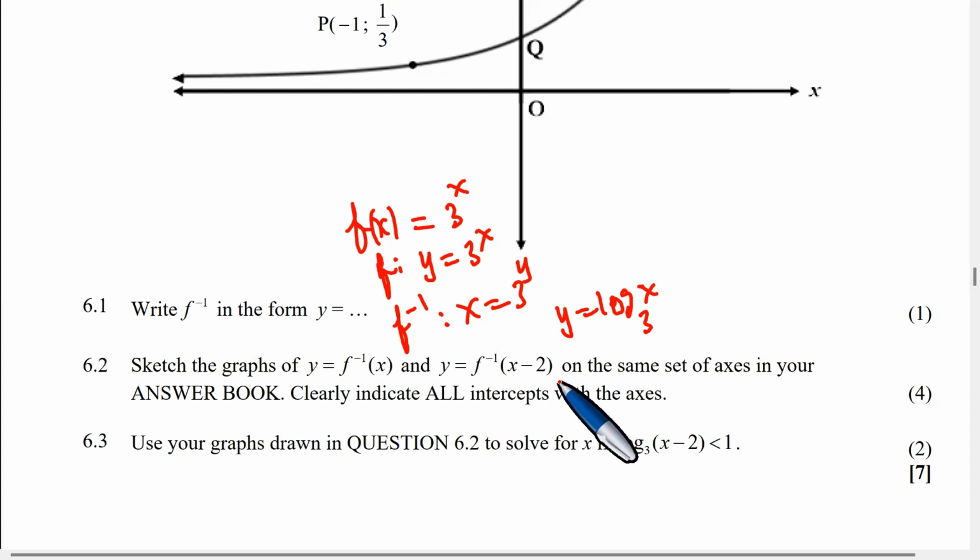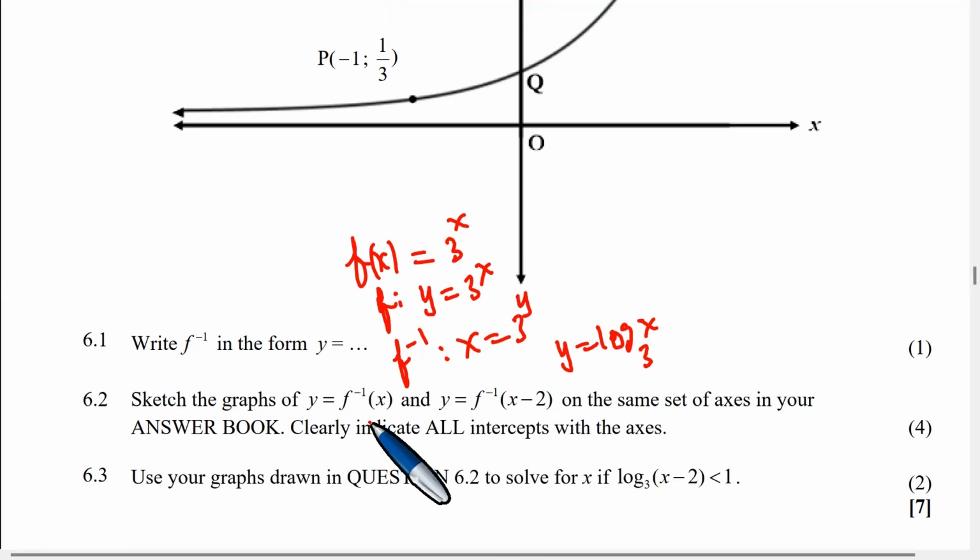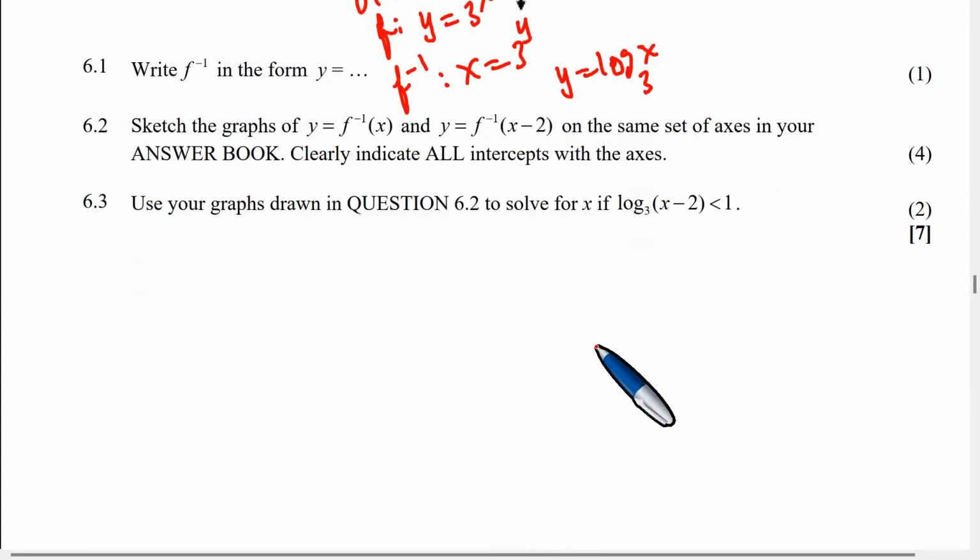Sketch the graphs of y equals f inverse and y equals f inverse of x minus 2 on the same set of axes in your answer book. Clearly indicate all intercepts with the axes. Let's sketch the graphs. But you must sketch a graph of the inverse. This is the inverse. So we're going to do 6.2 at the bottom.